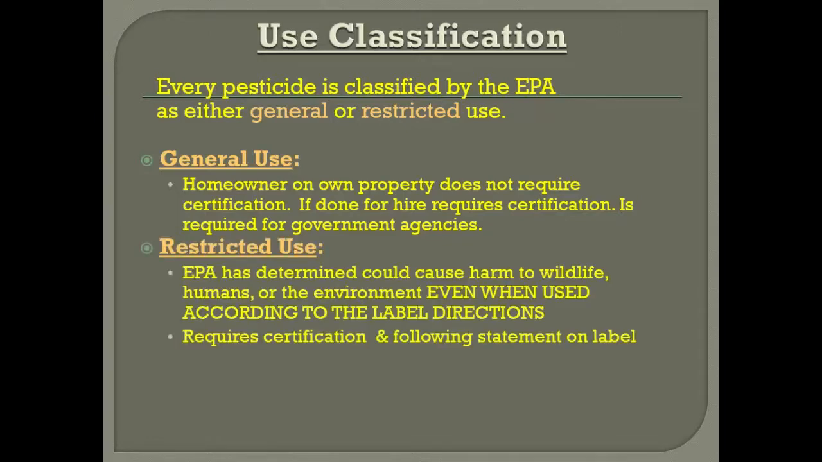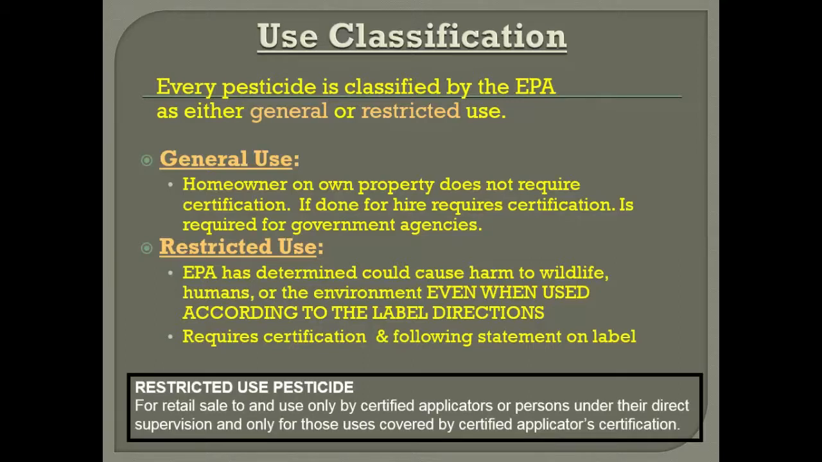The other type of material is restricted use, and could cause harm to wildlife, humans, even when used according to label instructions. And these are materials that people obviously have a commercial license for, and there are different categories for forestry and so on and so forth. Restricted use pesticide for retail sales to and use only by certified applicators or persons under their direct supervision.